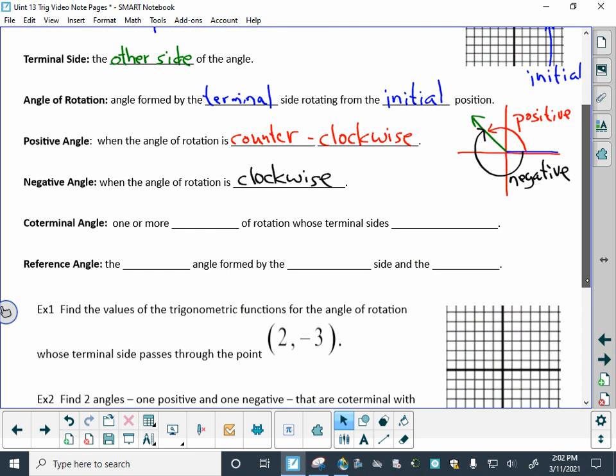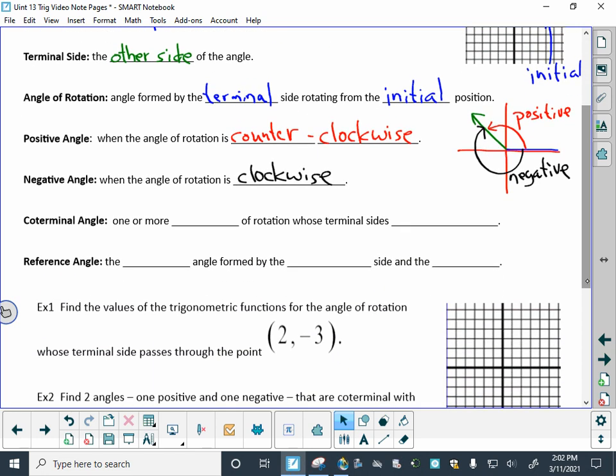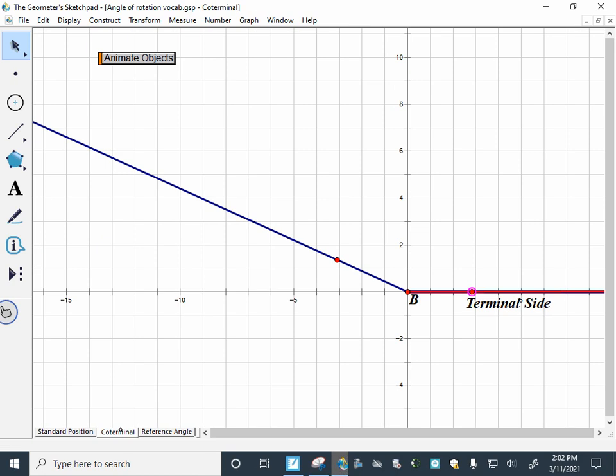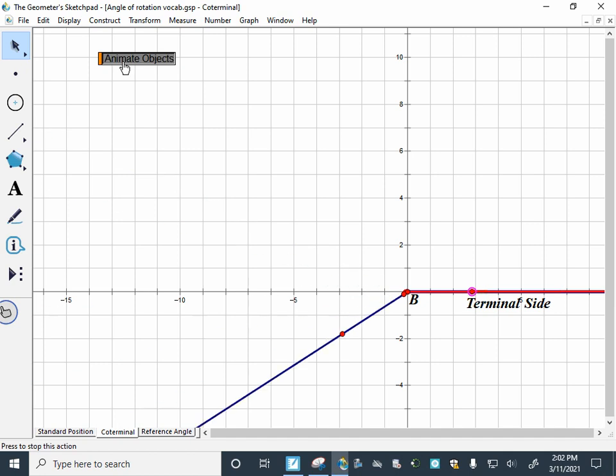So coterminal angles are one or more angles of rotation whose terminal sides coincide. Okay, that means they have the same terminal side. My demonstration of that, this is my big show-off one right here. I've got a particular terminal side in here. Okay, I guess I didn't have that drawn in there.